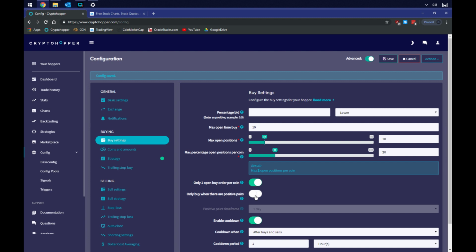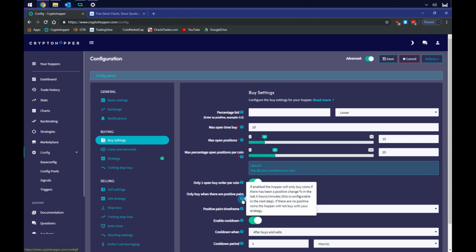The next option here is probably one of the most important options of the entire hopper. Only buy when there are positive pairs. Now, what does this mean? Essentially, CryptoHopper will stop entering any new trades when there is a massive volatility at the markets, which could result in substantial losses. So a safe bet is to leave 1 day as the time frame of reference.